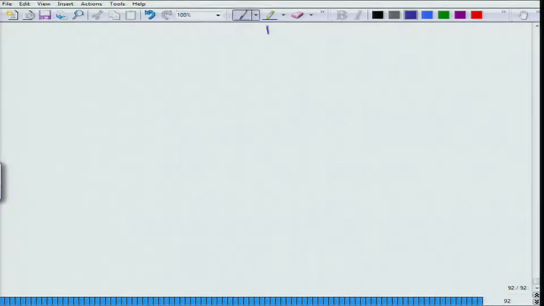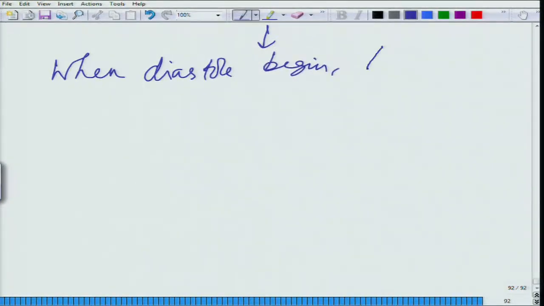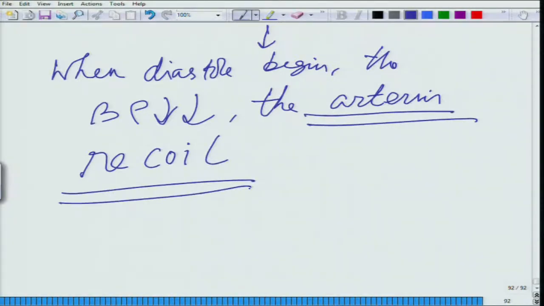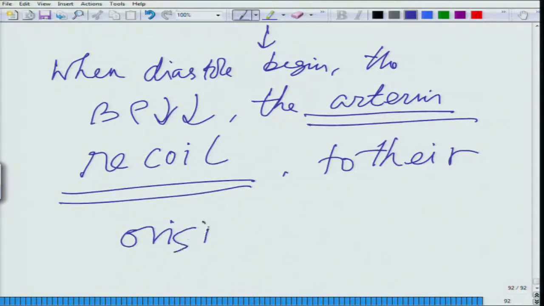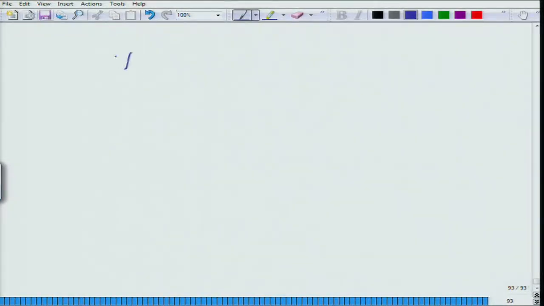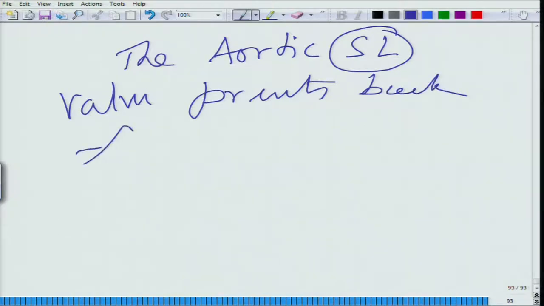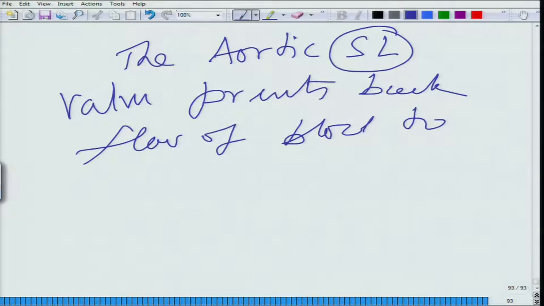Next, let's continue. When diastole begins, the blood pressure falls. As I have already shown you in the graph, the arteries recoil. This is the highlighting point: the arteries recoil to their original dimension when the diastole begins. Now, when it has to recoil back to its original dimension, the aortic semilunar valve, SL stands for semilunar, prevents backflow of blood to the heart.